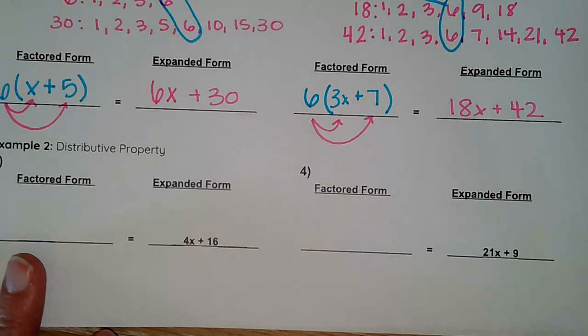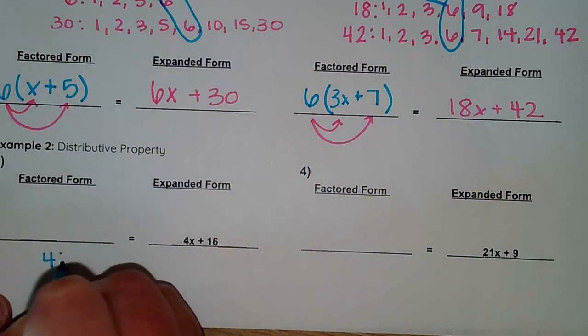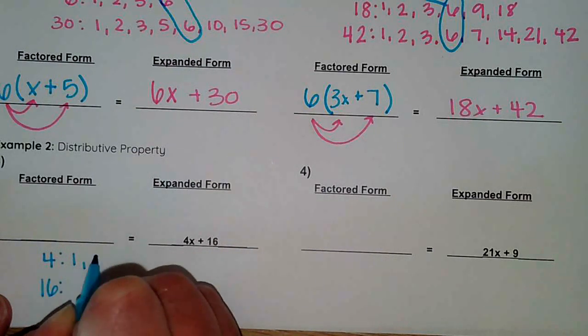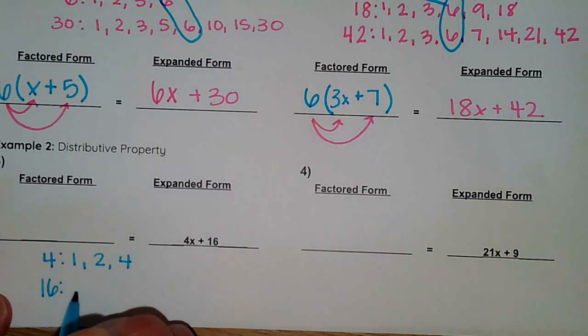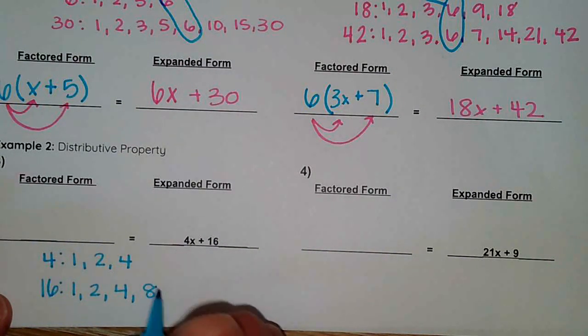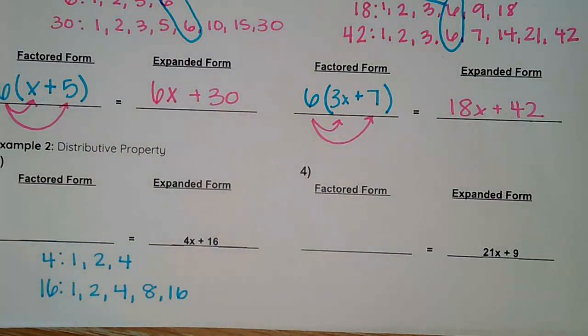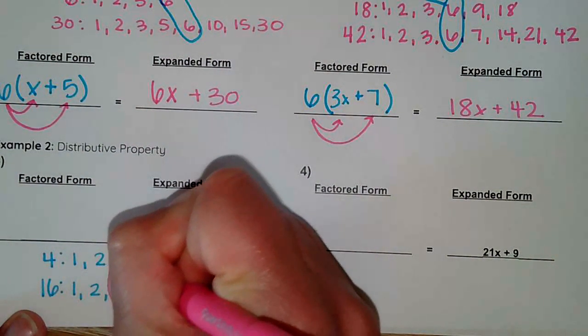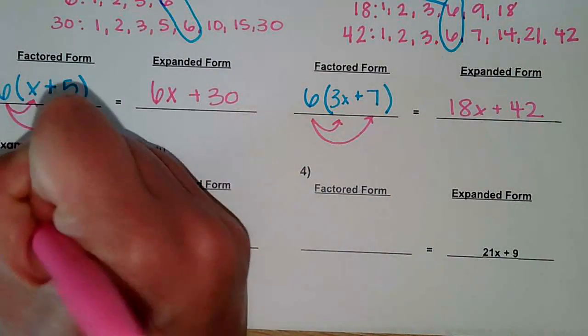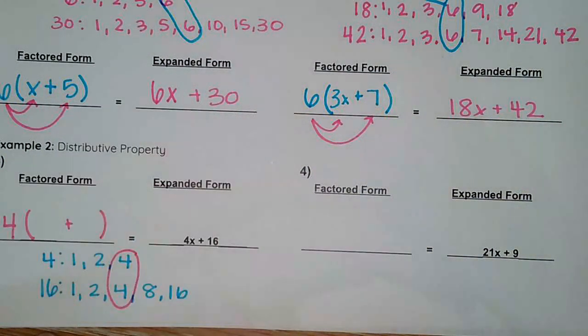All right, let's take a look here. We've got 4x plus 16. I can still write out my factors of 4 and 16. My factors of 4 are 1, 2, and 4. The factors of 16 are 1, 2, 4, 8, and 16. Now, 4 is the greatest factor that they both have in common, my GCF. So that's what goes outside of my parentheses.